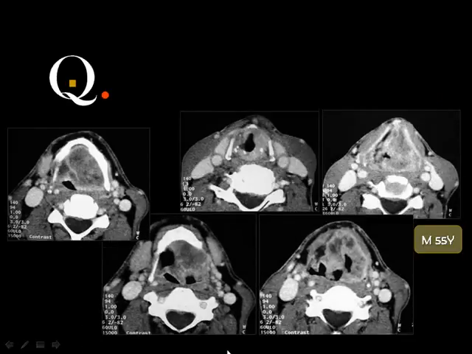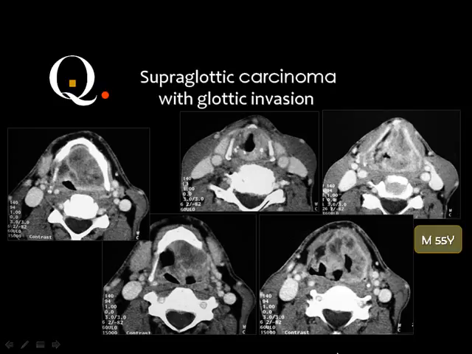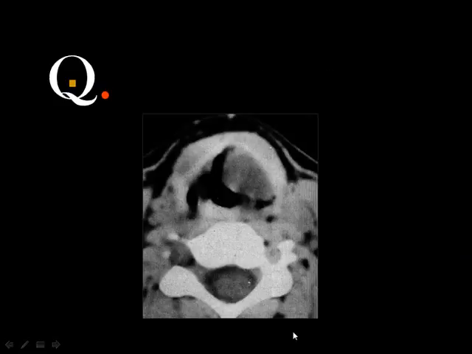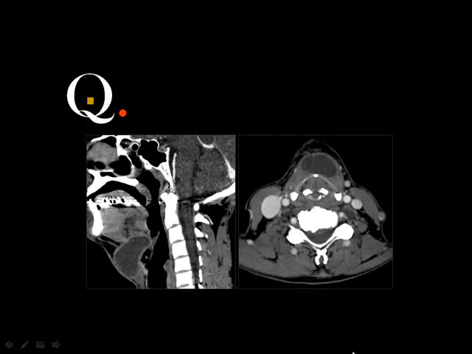Then what do you think about this case? This is a soft tissue mass invading the larynx. First possibility is carcinoma, and is this supraglottic or glottic or transglottic? But as I have said, you still don't see the cricoid cartilage. This is a supraglottic cancer invading the glottic area, and this is the fluid-filled lesion inside the larynx, maybe internal laryngocele or saccular cyst.